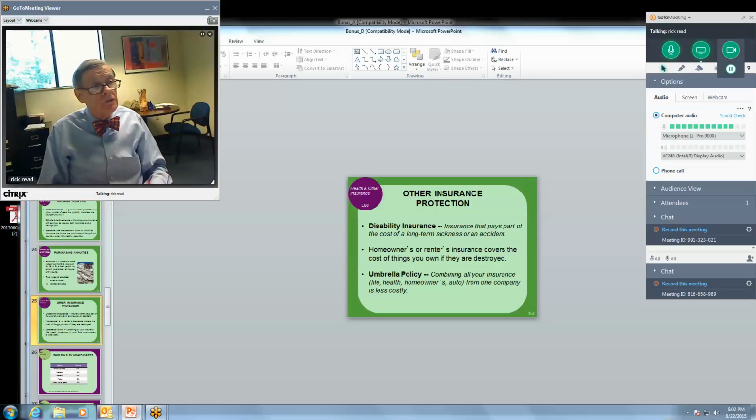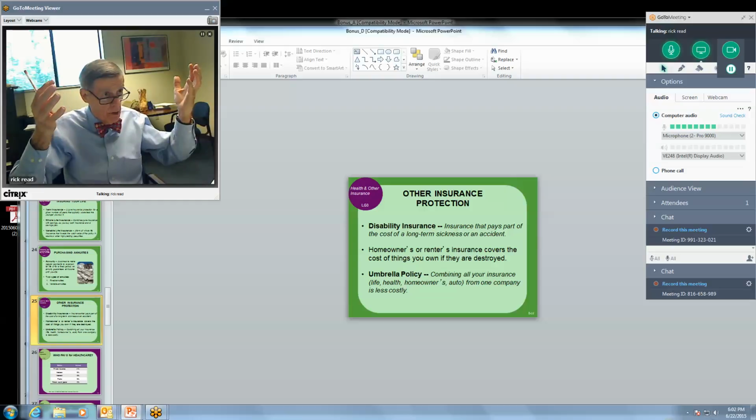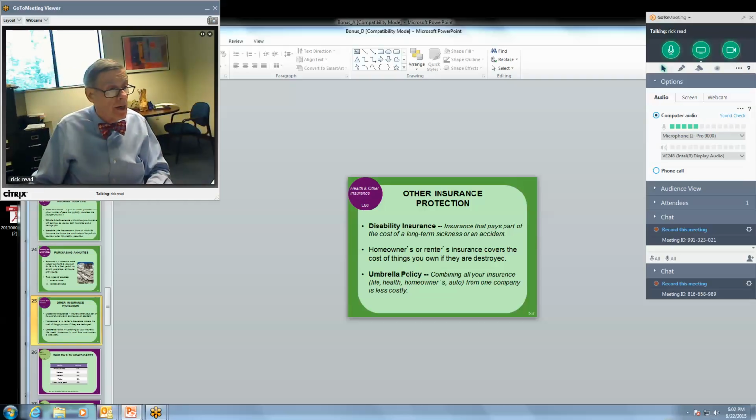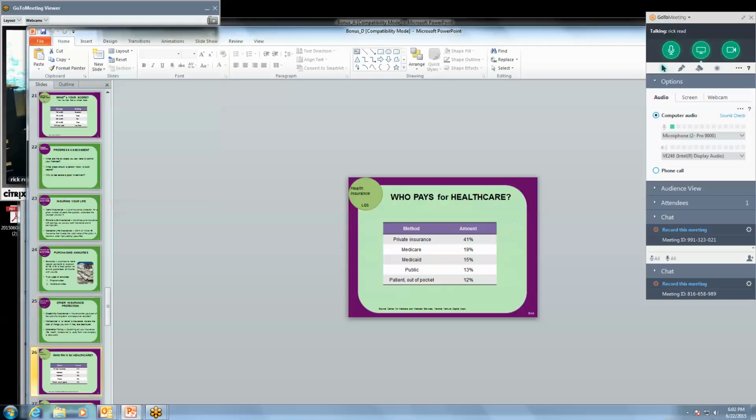That's buying insurance in case you're incapacitated in some way, to keep some of your income coming in. There are umbrella policies which roll everything up. Exactly what it says, an umbrella. You're protected under an umbrella. Covers health and disability and homeowners and a few other type things. That's who pays for health care.